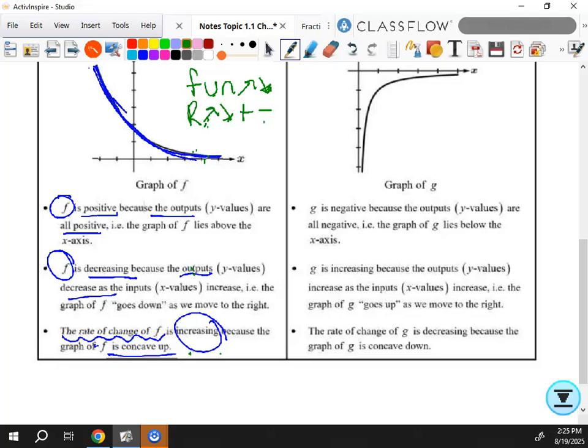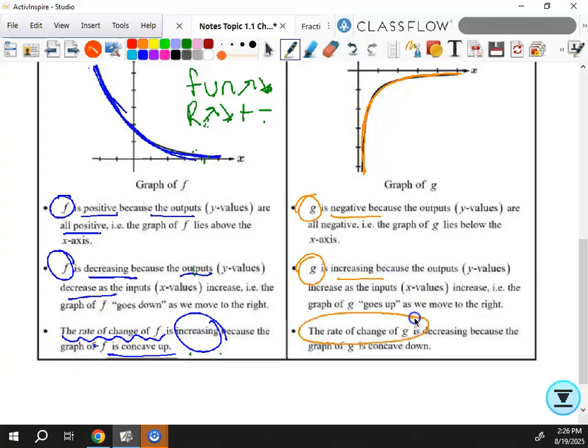All right. Then here's G. G looks to me like it is negative because all of the output values are below the x-axis. G also looks to me like it's increasing because as we go from left to right, the output values are getting bigger. We agree with that? So the function itself is negative and the function itself is increasing.